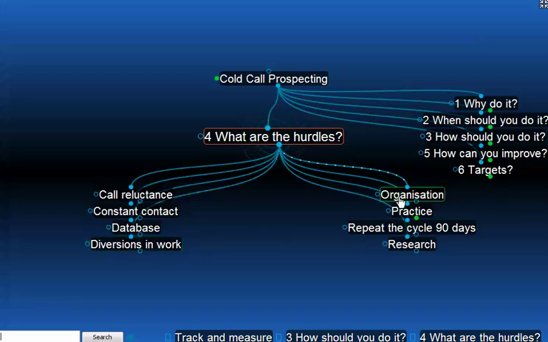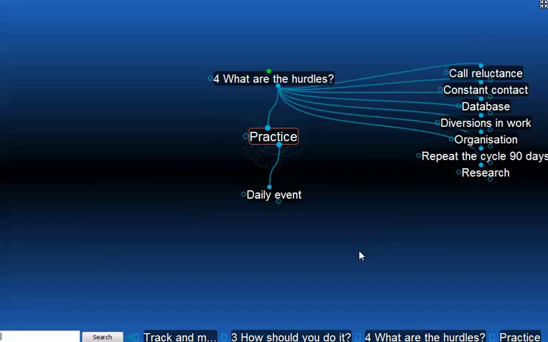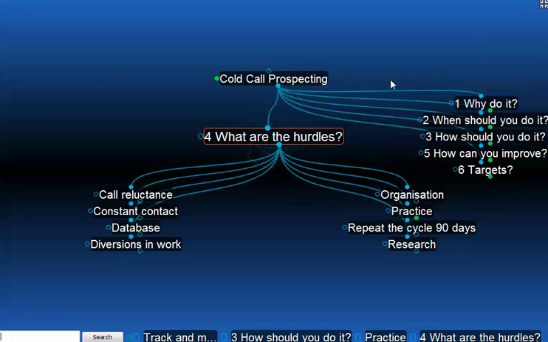You do require organisation as part of the call prospecting process. That is to make the calls every day, and that will require a lot of discipline in your diary. I have said that you should practice. It's a daily event. Certainly do practice the process. Do it every morning when you get up, first thing in the morning at home.